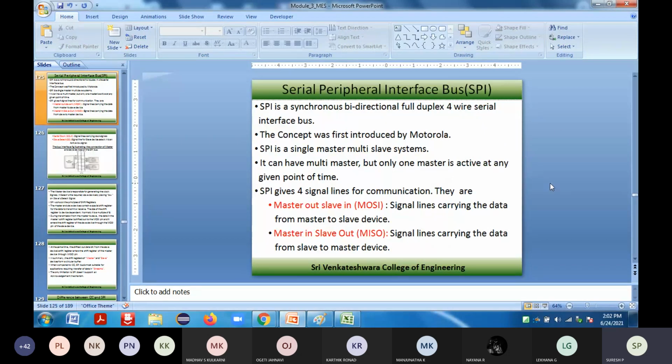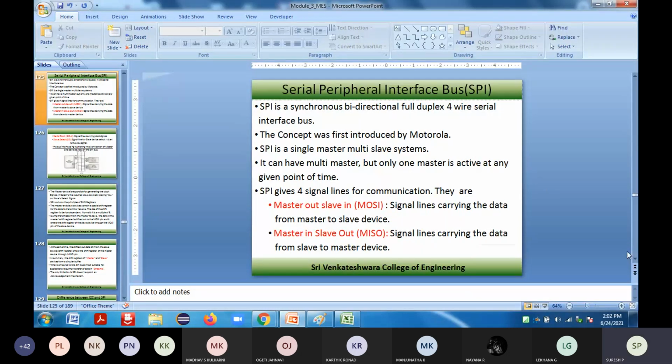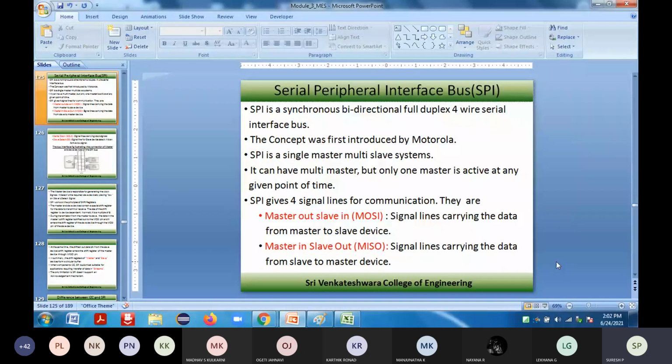If you talk about the SPI bus, are all of you able to see the presentation, or is there still only the whiteboard? Is the PPT visible? Yes, sir.